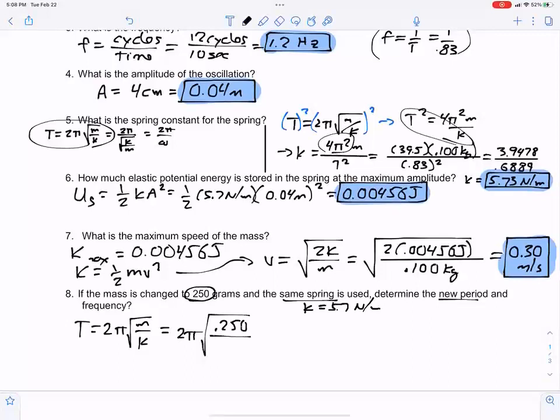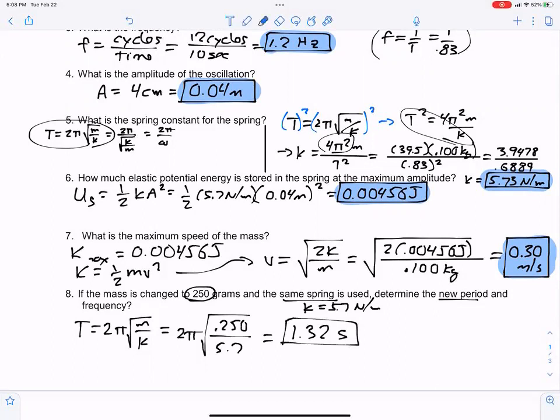So 0.250 divided by 5.7, take the square root of that, and then multiply that times 2 pi. And we get roughly about 1.32 seconds.